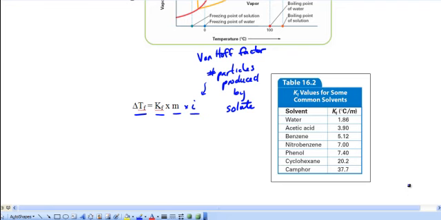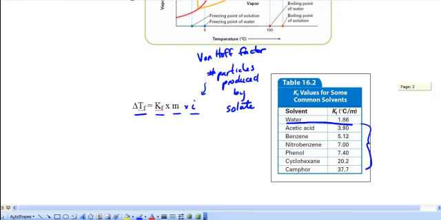Now the freezing point depression constant depends on the actual solvent that you're using. For example, water, which is the one that we're going to be using most commonly, has a freezing point depression constant of 1.86 degrees Celsius per molal. But here are some other ones that are just for reference.